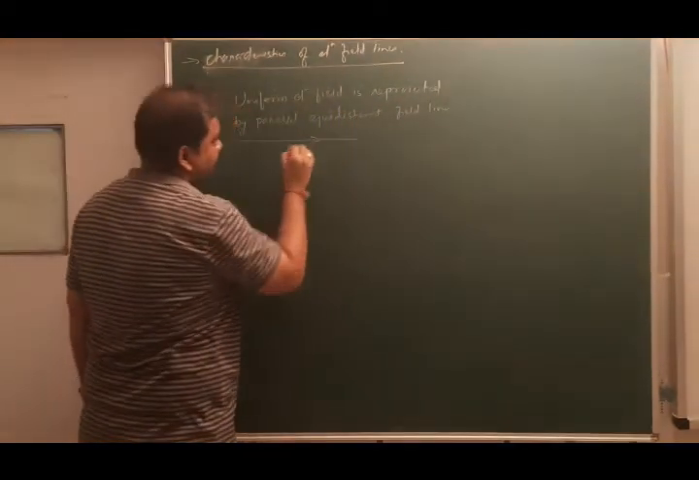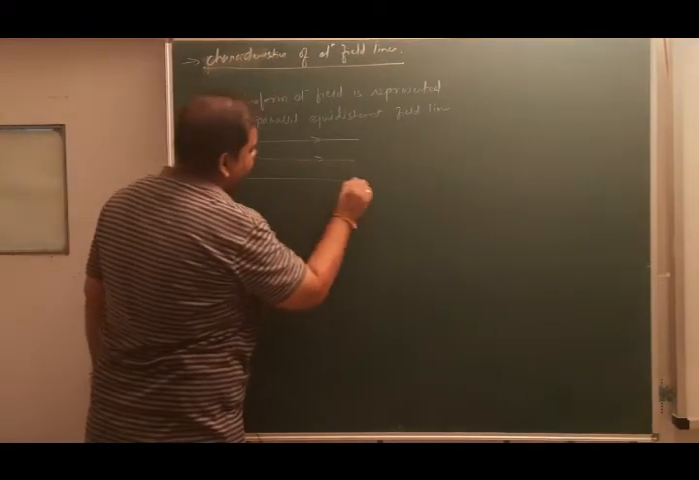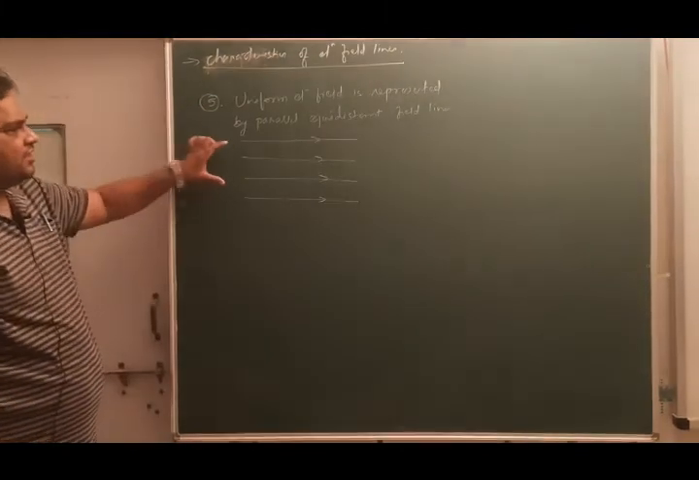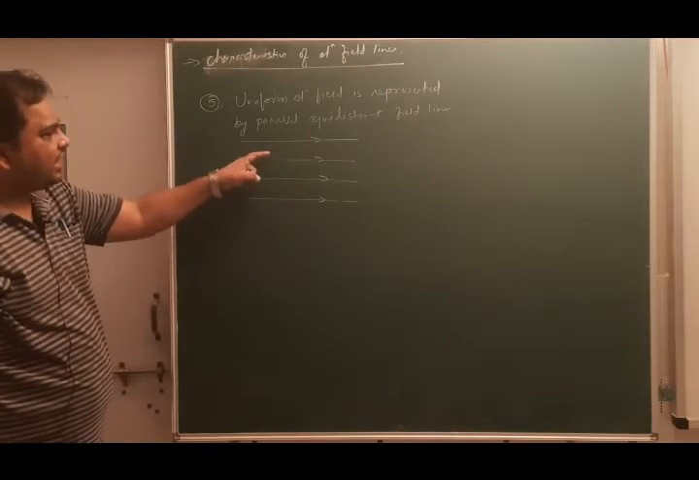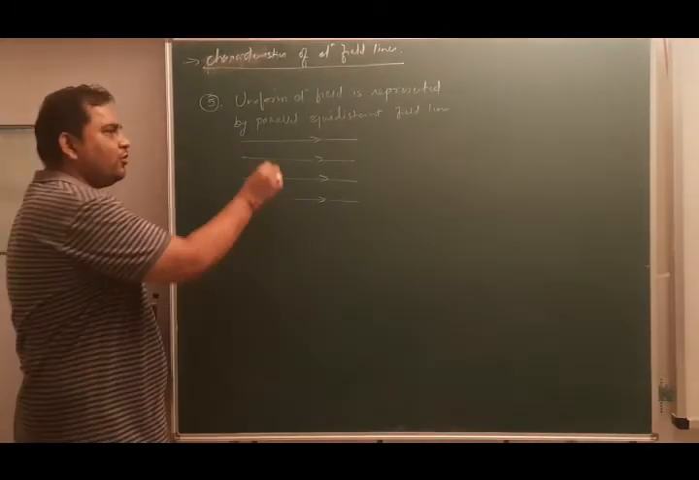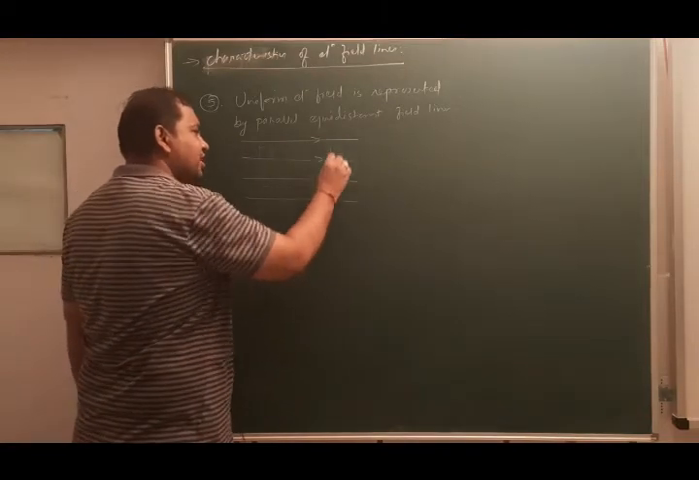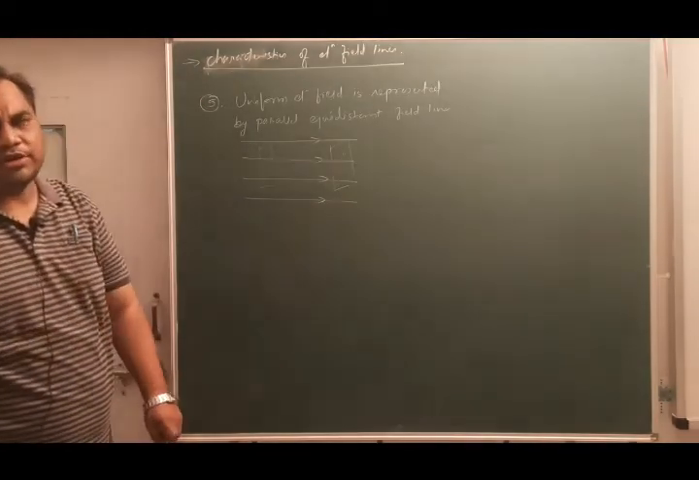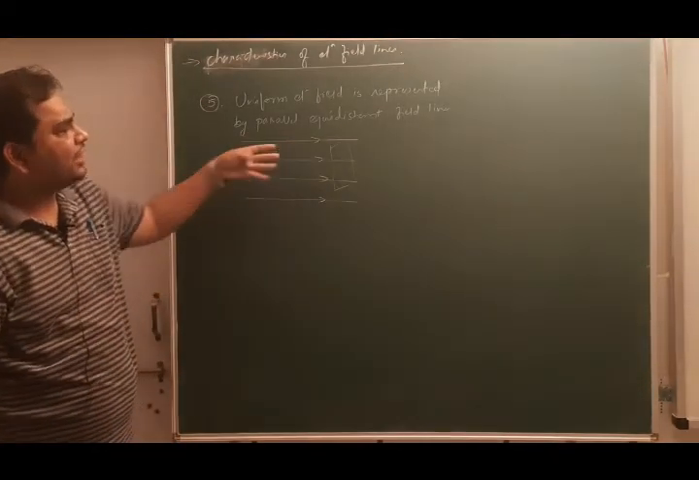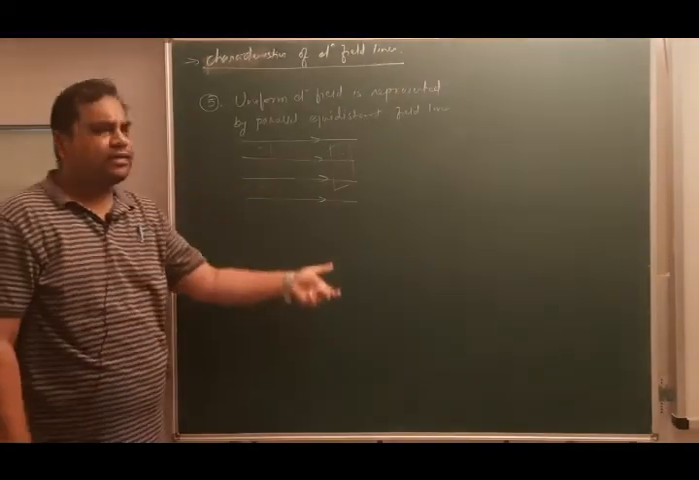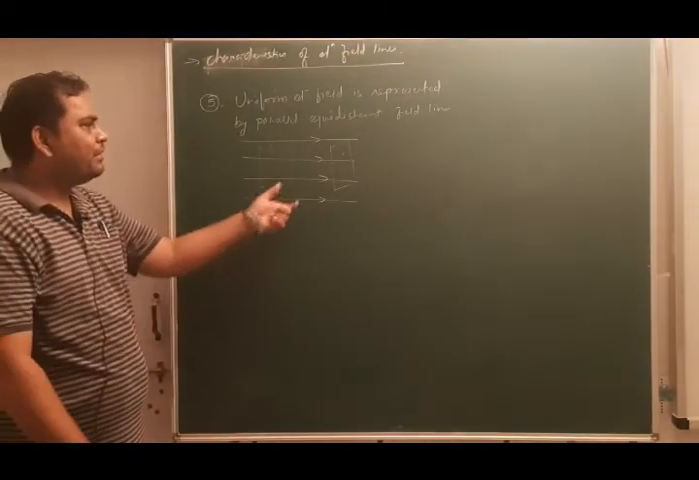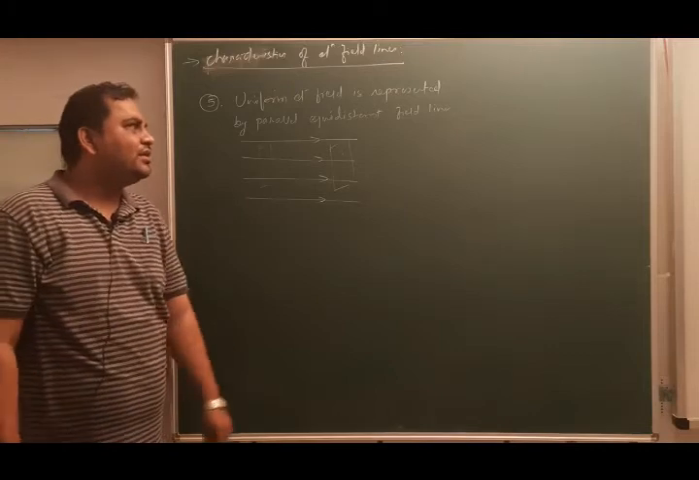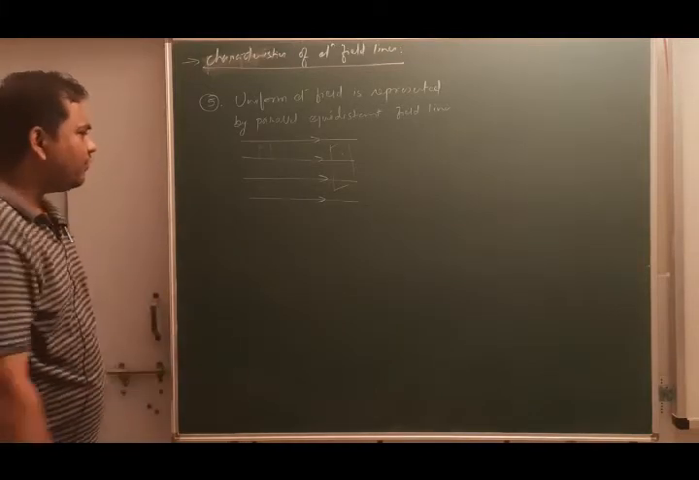Suppose you are having this parallel equidistant field line. This is a distribution of parallel field lines which are at equal distance from each other. What does it indicate? If you have two regions, density at every point is same, it indicates that magnitude of electric field at every point is same. One more thing, direction of electric field is also same. We have used several times this kind of representation of electric field. So parallel and equidistant field lines, they represent what? They represent uniform electric field.